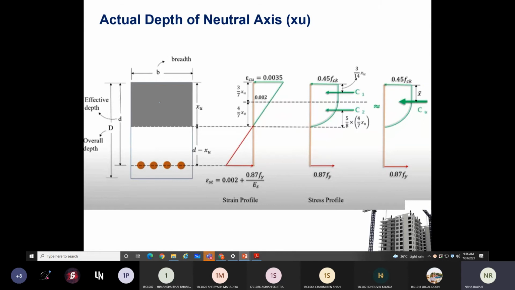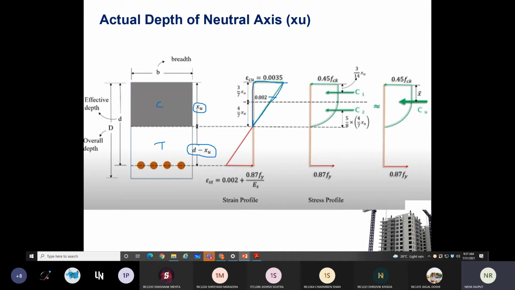again the same compression, tension. This is the actual depth of neutral axis. This one is d minus xu. Now coming to this part, this is my 0.00 strain. So this will be parabola, this is rectangle, right? Now I want this C1 force, I want this C2 force. So what I am considering over here is applying the similar triangle rule in this region, right?